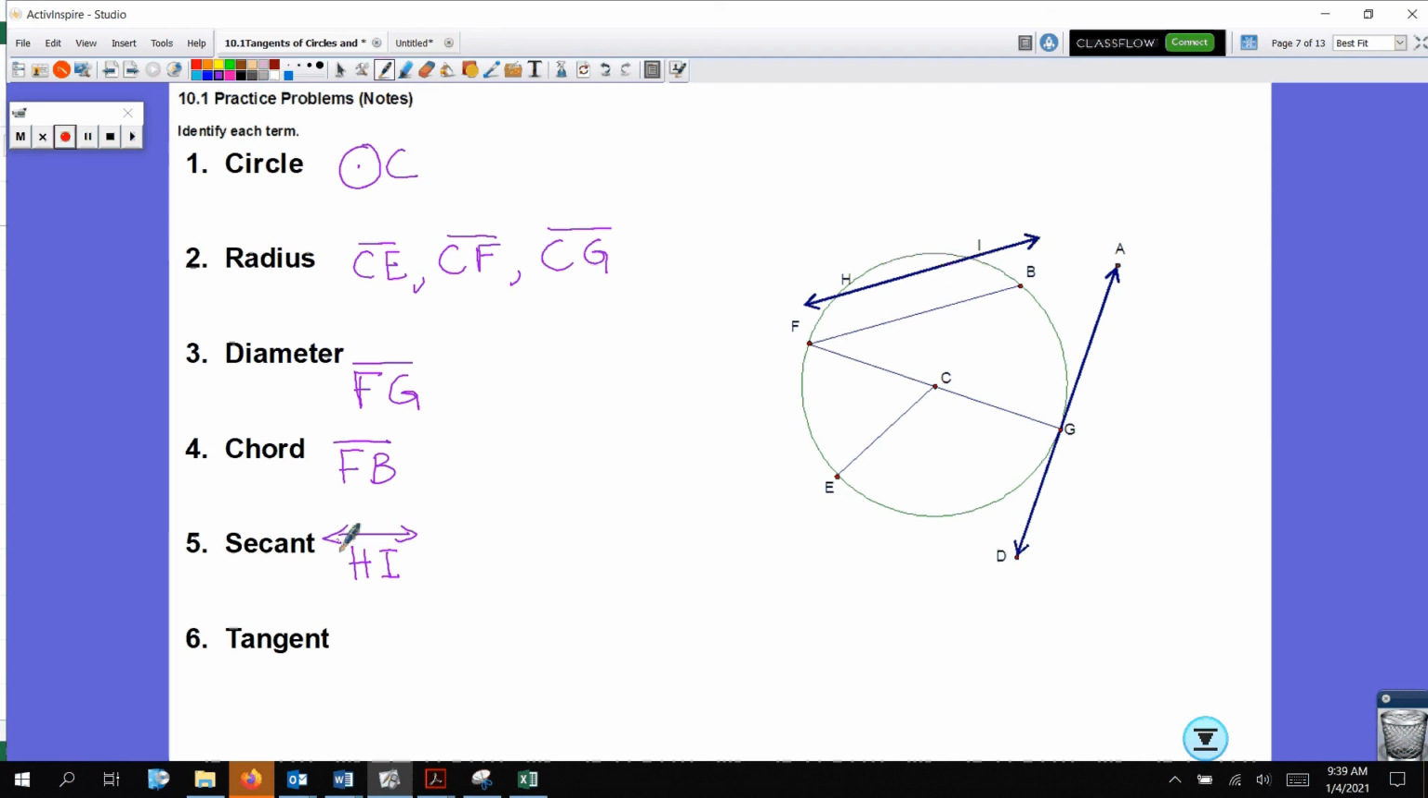And then we have tangent, okay? Remember, a tangent touches the outside of the circle. So I have a tangent AD, where the point of tangency with AD is point G. That is the point where it touches. But I don't use that to name it, okay? AD.